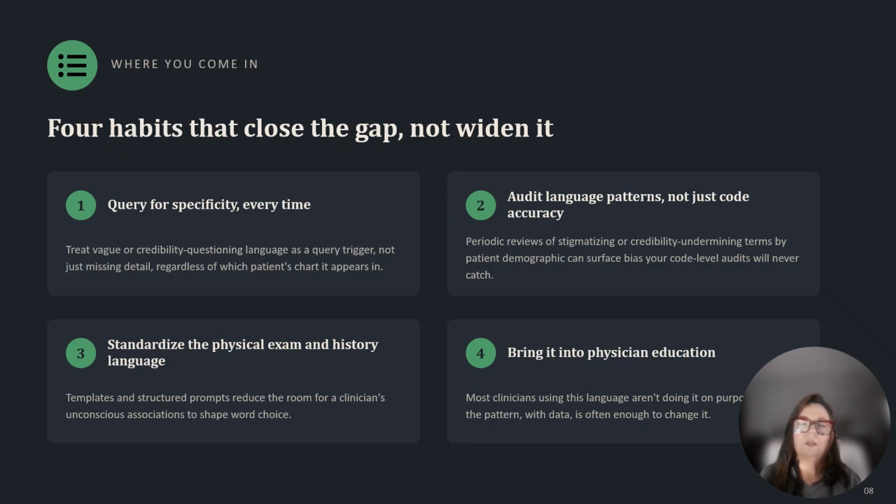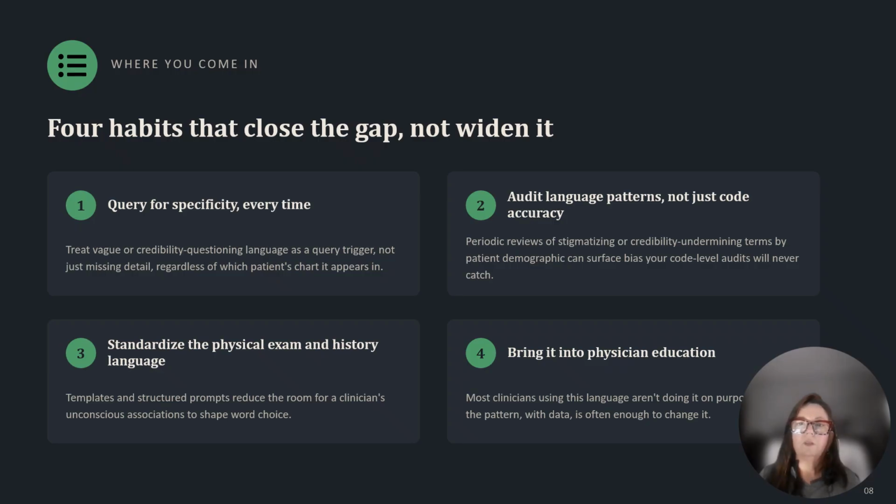Next one is audit your language patterns, not just your code accuracy. Periodic reviews of stigmatizing or credibility-undermining terms by patient demographic can surface bias that a code-level audit will never catch, because the code might still be technically correct even when the language around it isn't. And then the third one, standardize your exam and history templates. Structured prompts leave less room for unconscious word choice to creep in.